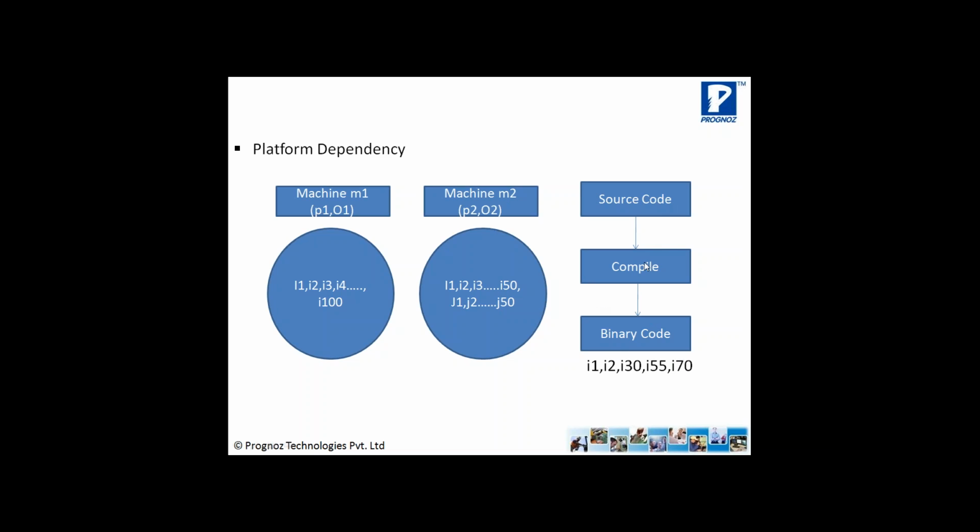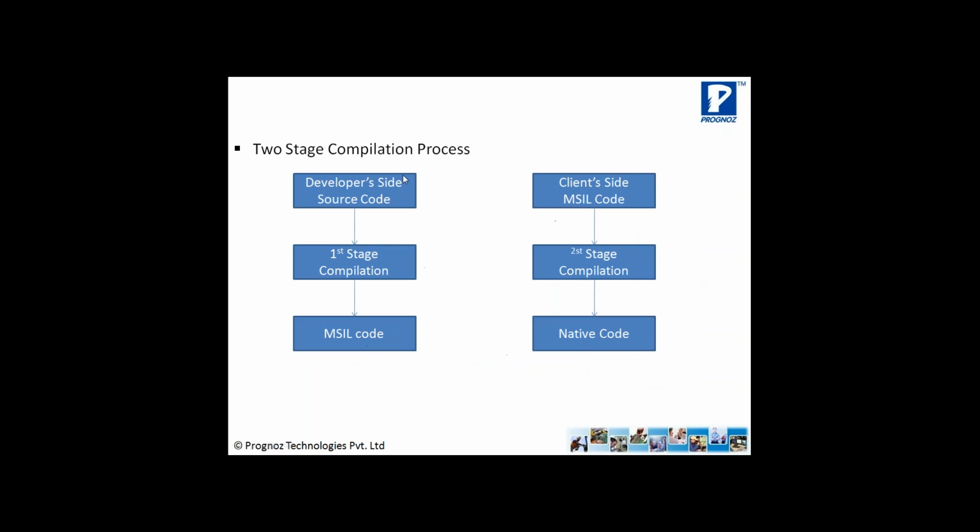The problem occurs because we compile the code on the machine and the binary which is generated on that machine is very much specific to that machine. That is where the problem arises. So let's find a solution for this. Now what we will do is, instead of compiling the source code into binary on the particular machine, let's break this compilation process into two phases. So now we will have a two-stage compilation process.